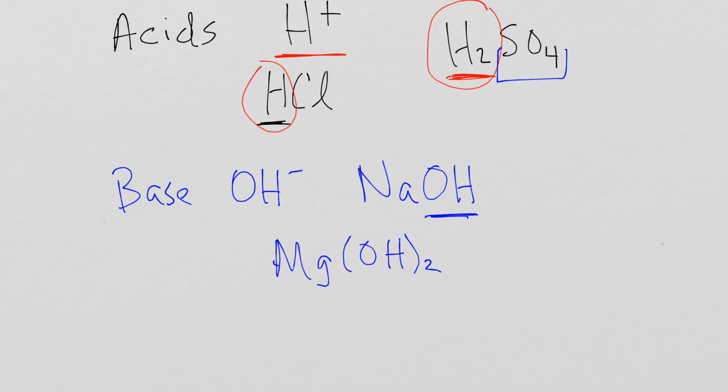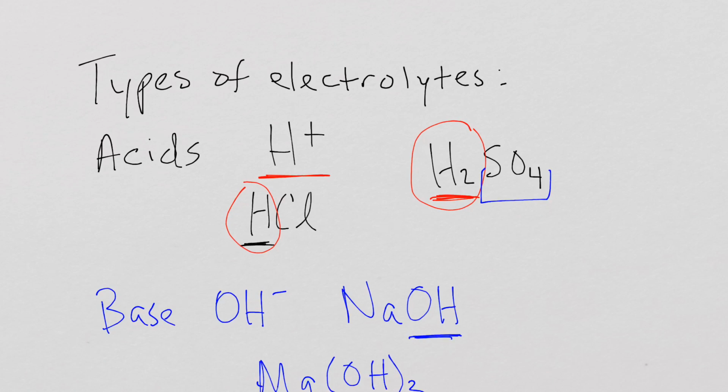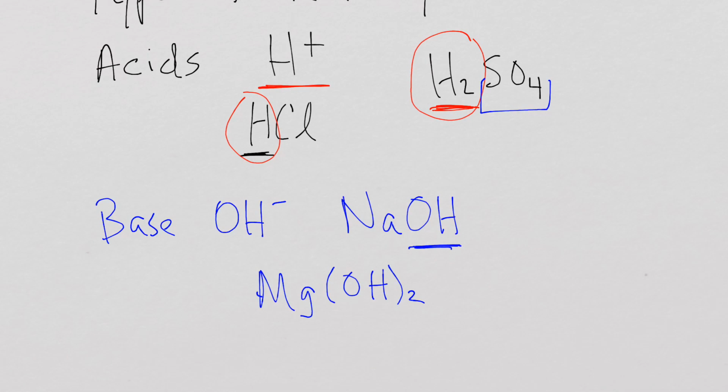Magnesium is in what group on the periodic table? 2. It's in group 2, which means it has 2 valence electrons, right? So it's got 2 electrons in its outermost shell. Yeah? If we look at hydroxide, hydroxide has a -1 charge, which means it's missing 1 electron in its combination.